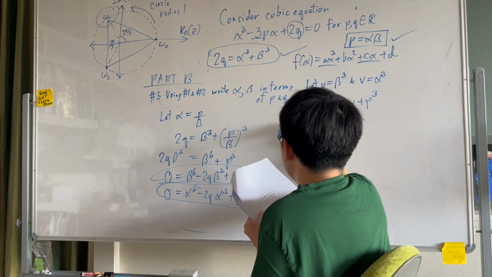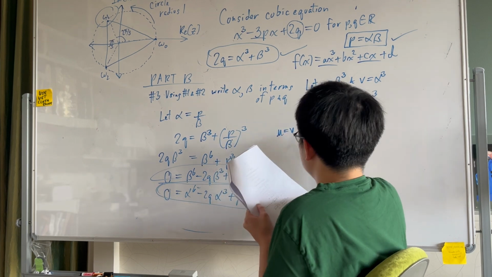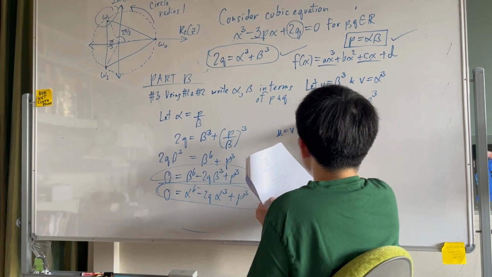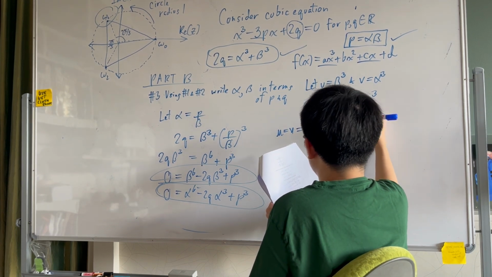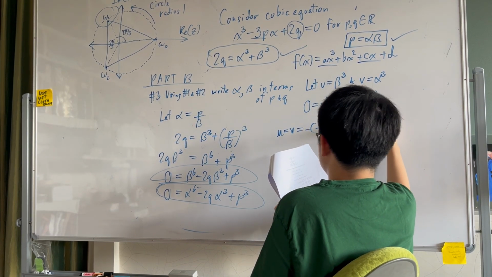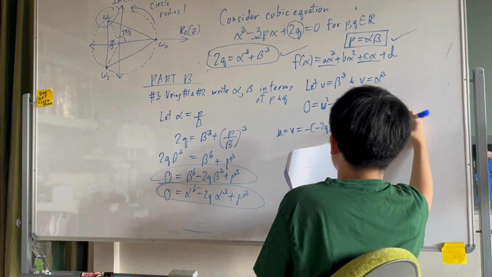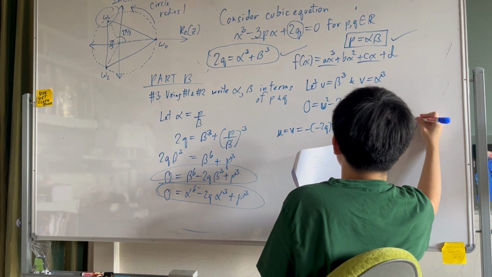u equals v, just due to identicalness of that, equals minus 2q plus or minus square root of minus 2q squared minus 4 times 1 times p cubed.